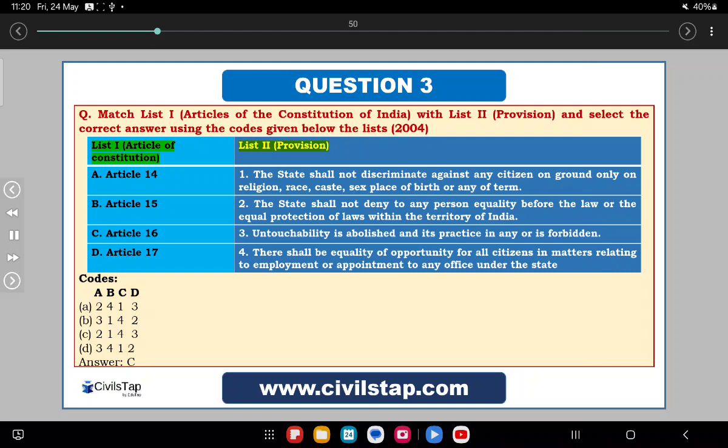List I, Article of Constitution. List II, provision. A. Article 14. 1. The state shall not discriminate against any citizen on grounds only of religion, race, caste, sex, place of birth or any of them. B. Article 15. 2. The state shall not deny to any person equality before the law or the equal protection of laws within the territory of India. C. Article 16. 3. Untouchability is abolished and its practice in any form is forbidden. D. Article 17. 4. There shall be equality of opportunity for all citizens in matters relating to employment or appointment to any office under the state.